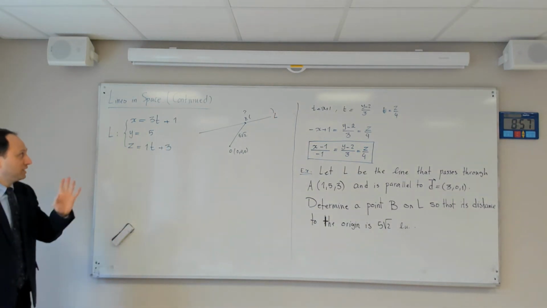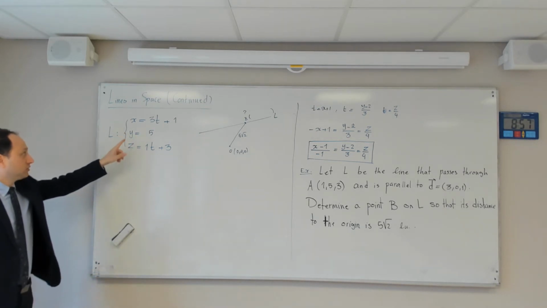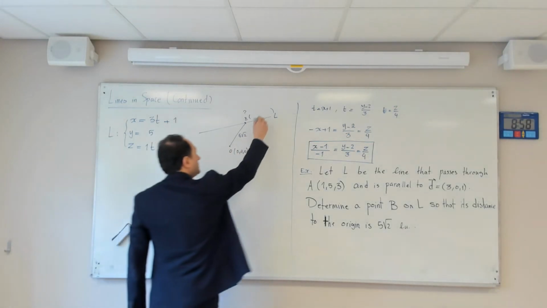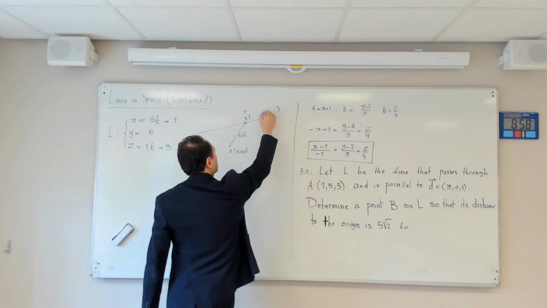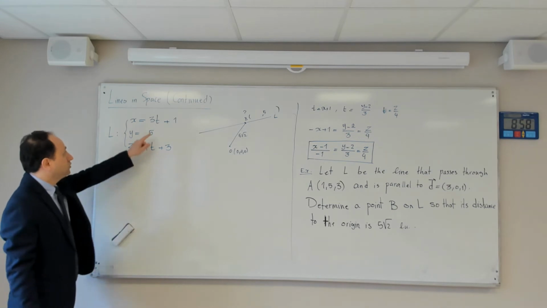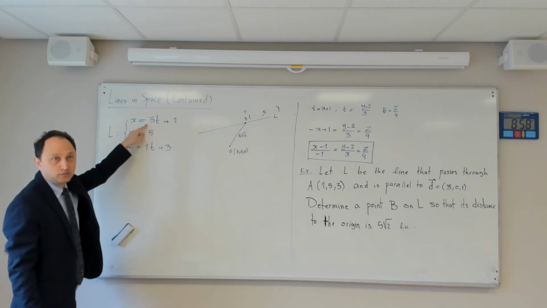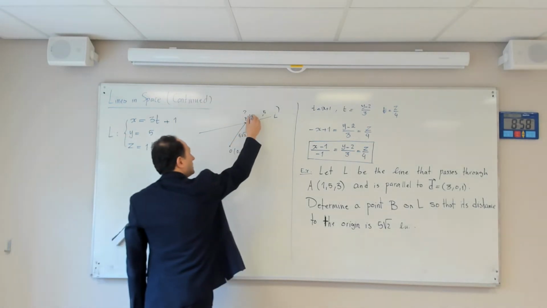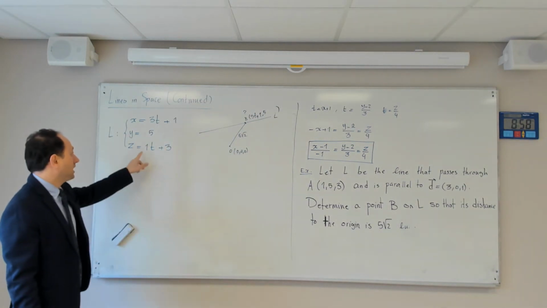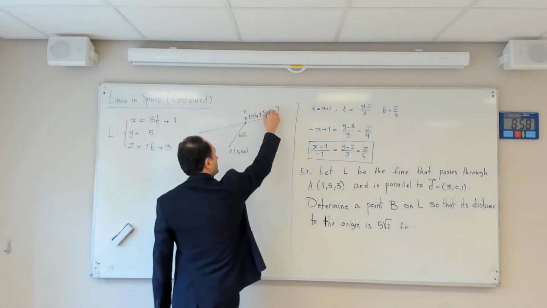So, the Y coordinate should be clear because that point should lie on this line. So what is the Y coordinate? 5. But what is the x coordinate? We don't know exactly, but we know that there should be a number t so that the x coordinate of B follows this. Yes? So I would say that it is 3t plus 1. This I want you to understand. And the z coordinate should be the same t plus 3. So make sure that you understand this part.